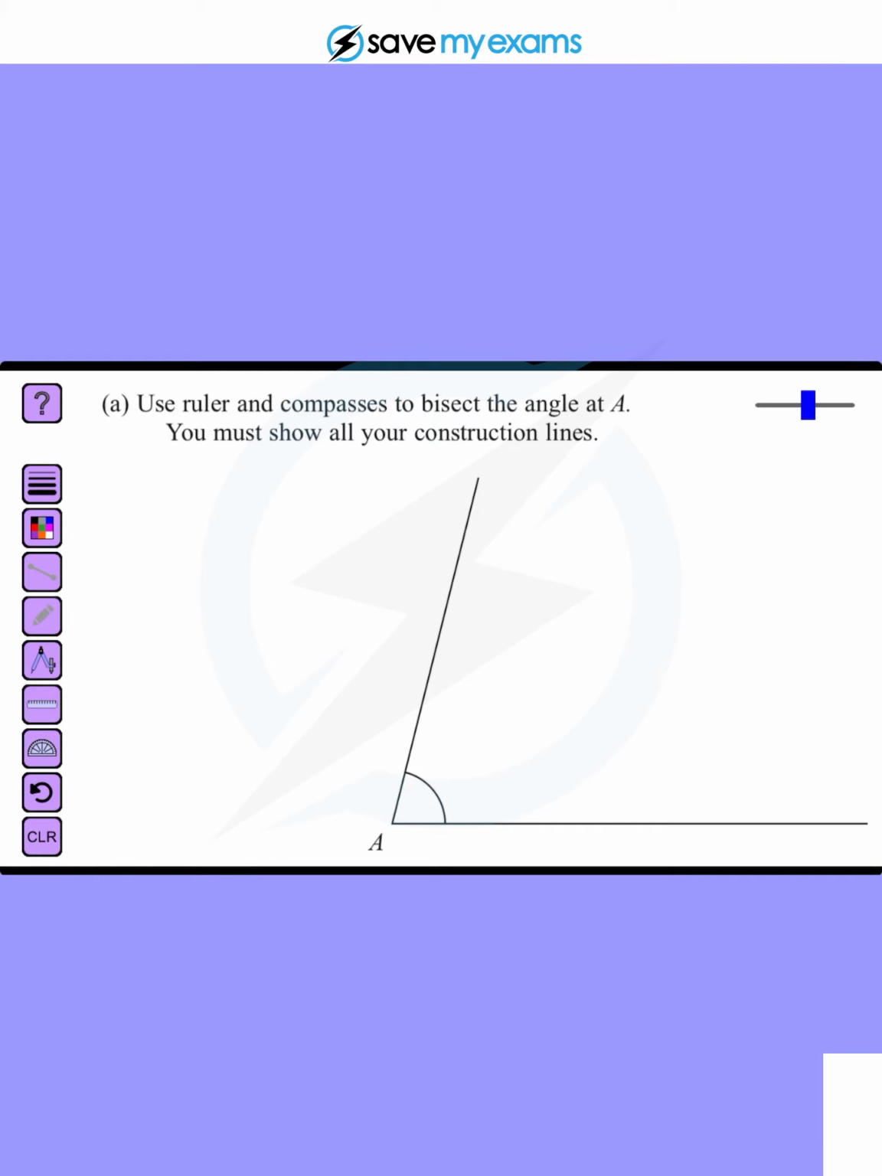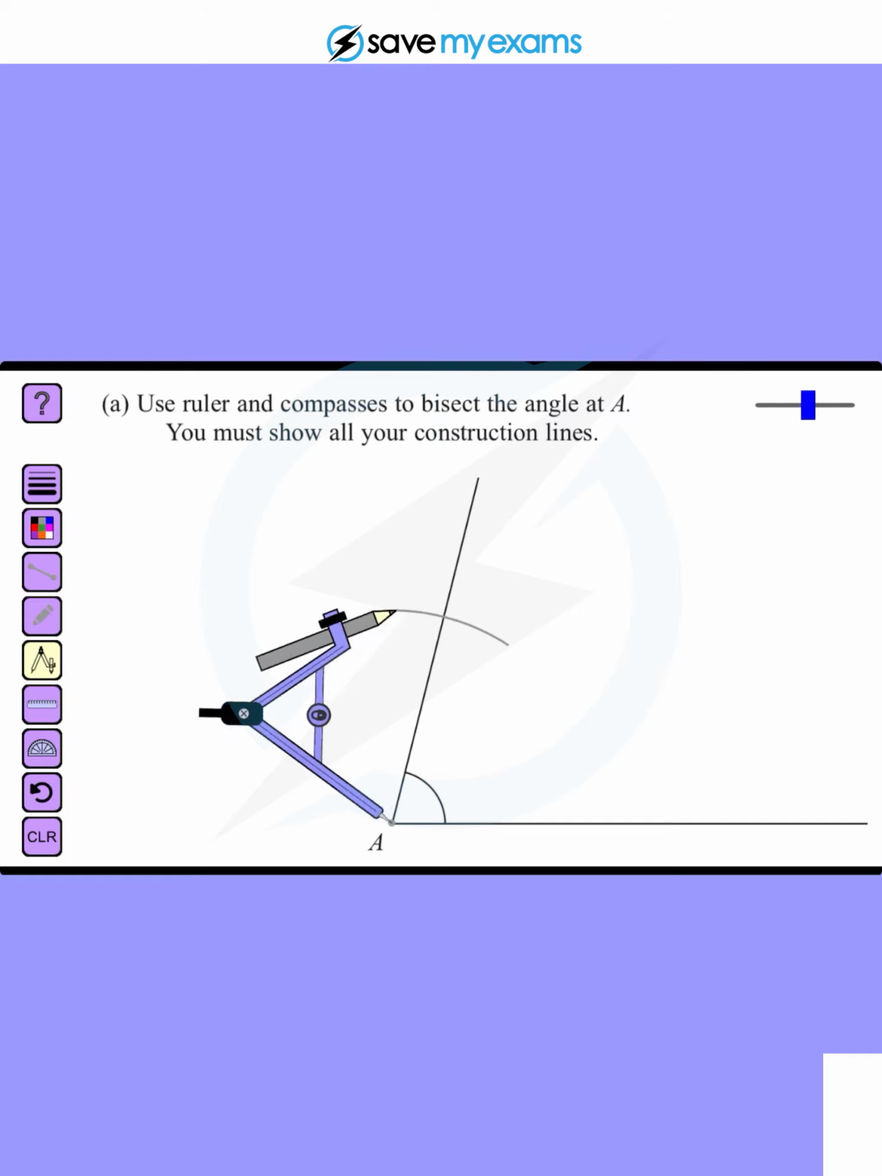Well, first of all, I need a pair of compasses. There it is. And what I need to do is put the pointy bit of the compasses at A there. And then I need to make my compasses, well, it doesn't really matter how big I make them, just a comfortable size. And then I'm going to keep them the same. So I've locked that. Now what I'm going to do is mark on the two lines points which are the same distance from A.